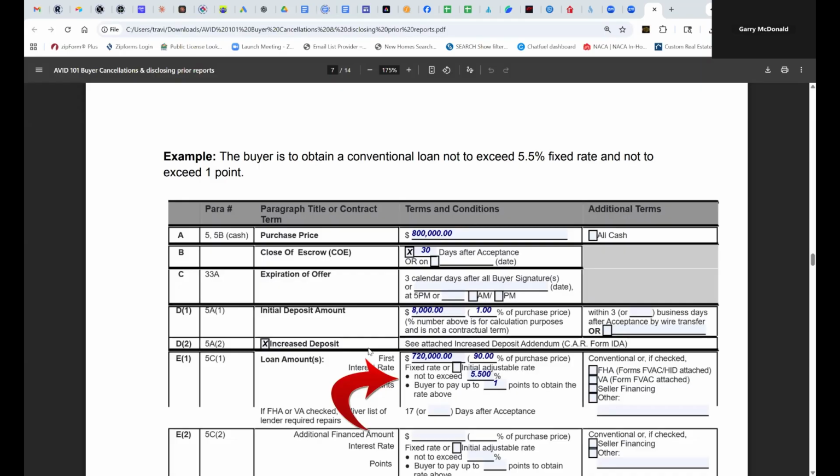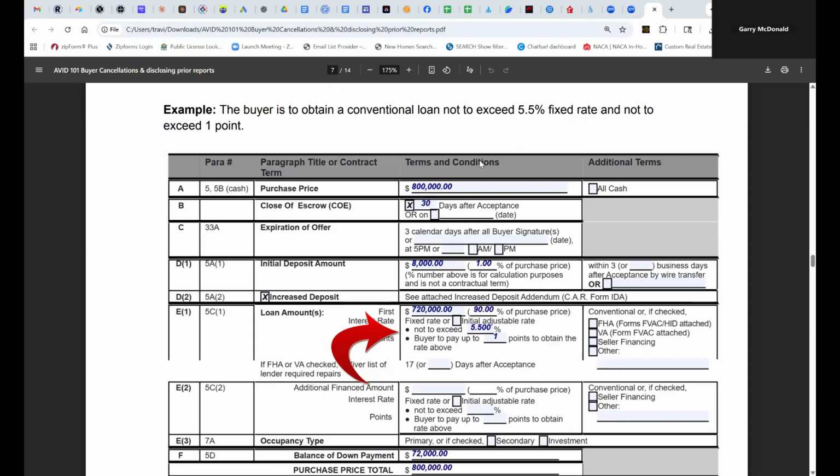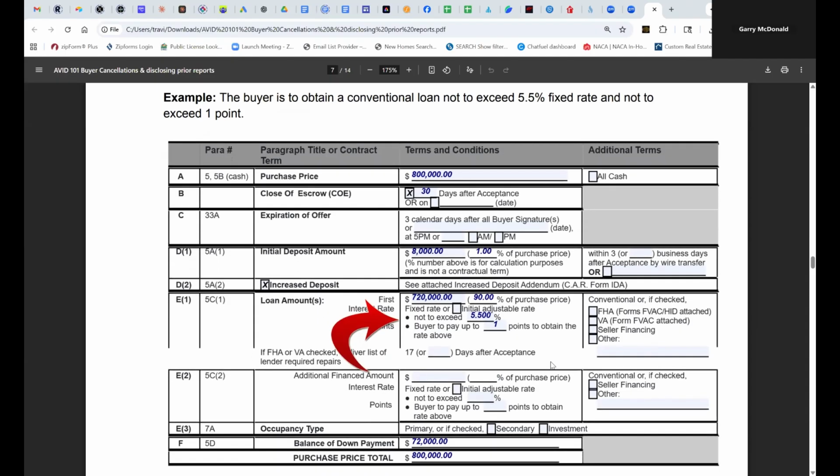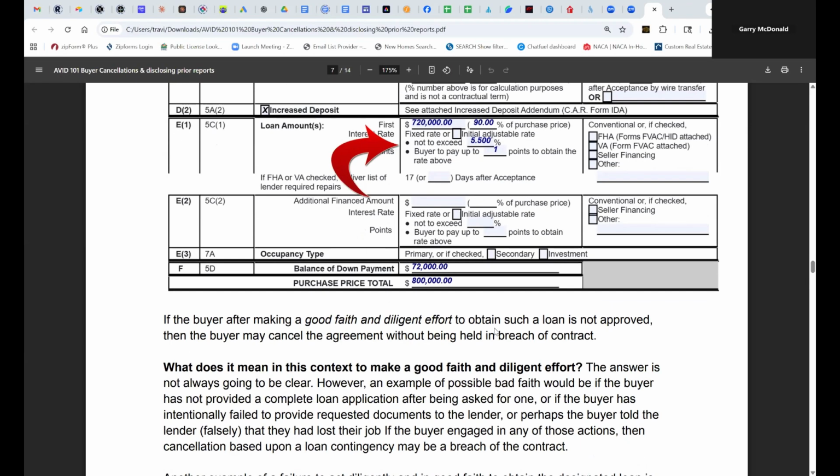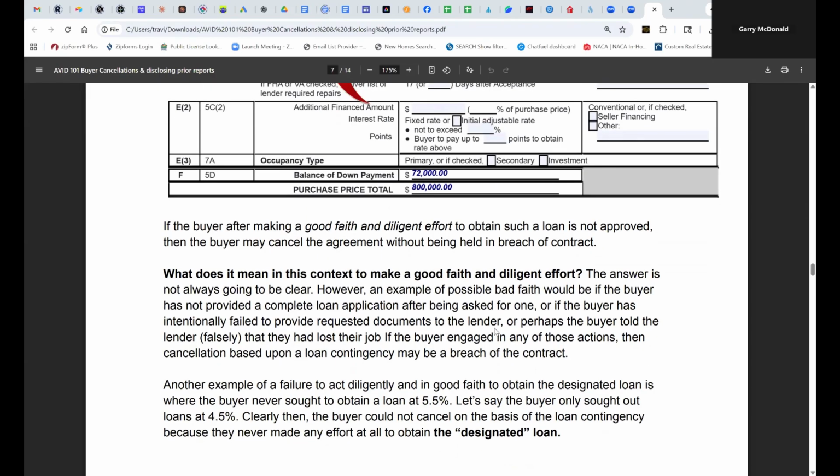This is page 1 of the purchase agreement, actually. So the buyer is to obtain a conventional loan not to exceed 5.5 fixed rate and not to exceed 1 point. So this is the loan contingency. If they apply for something other than this and get denied, they would not be able to use their loan contingency to cancel the purchase. So if the buyer, after making good faith and diligent effort to obtain such a loan, is not approved, then they may cancel the agreement without being held in breach of the contract.